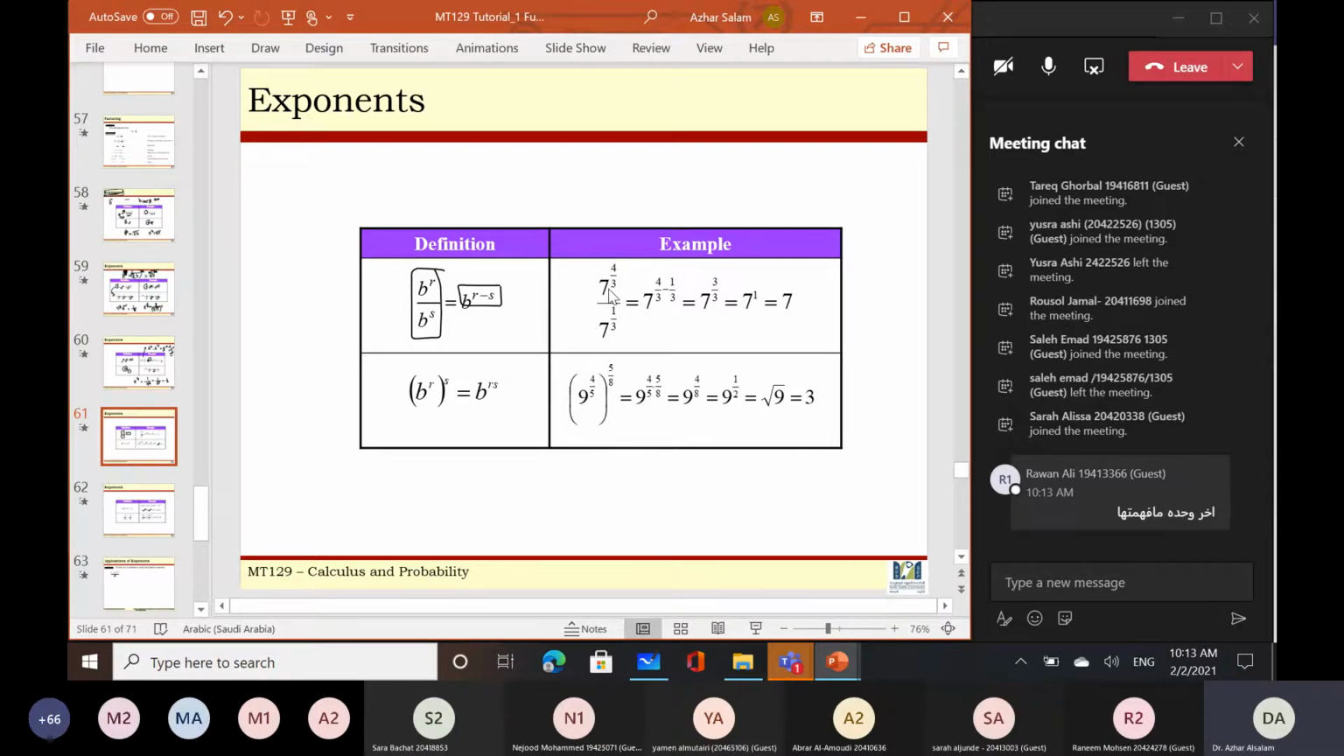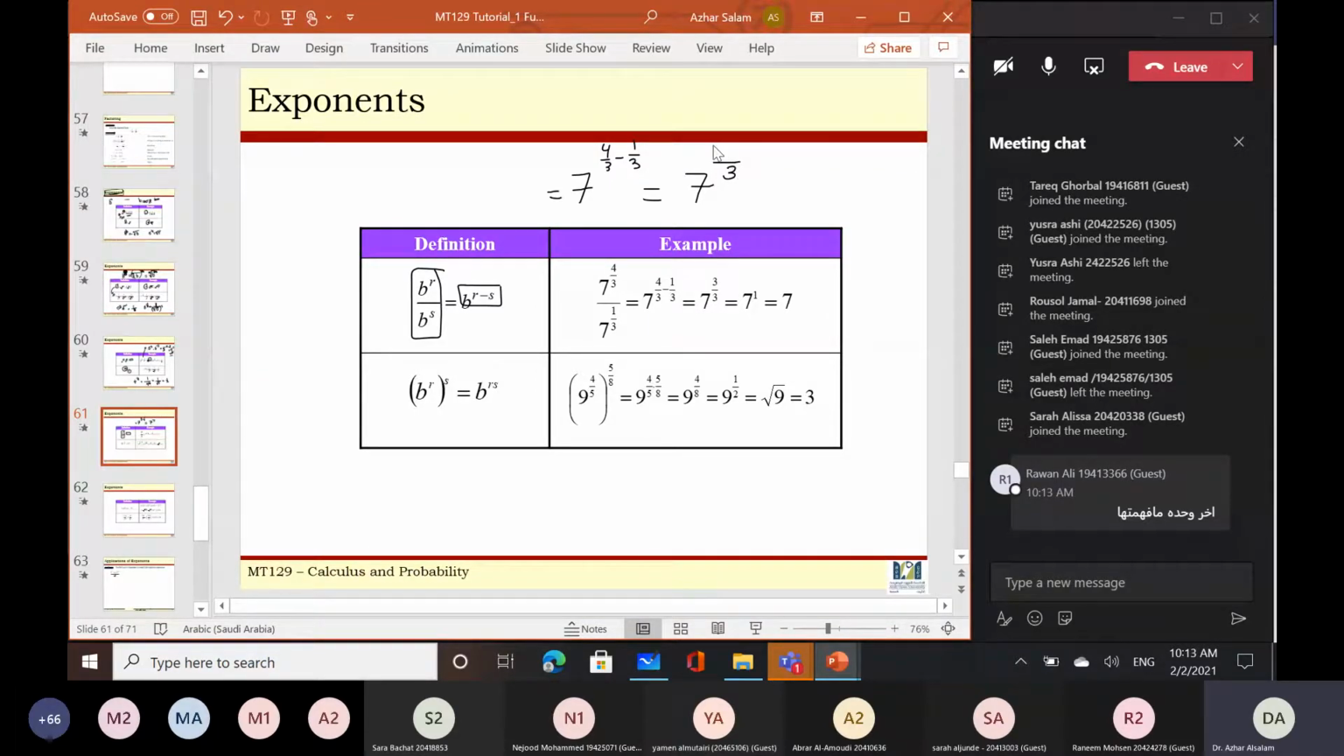For example, here 7 to the power 4/3, and here 7, the same base, to the power 1/3. So I write it like this: 7 to the power 4/3 minus the second exponent, which is 1/3. Here's the same denominator, so I don't need to unify the denominators.